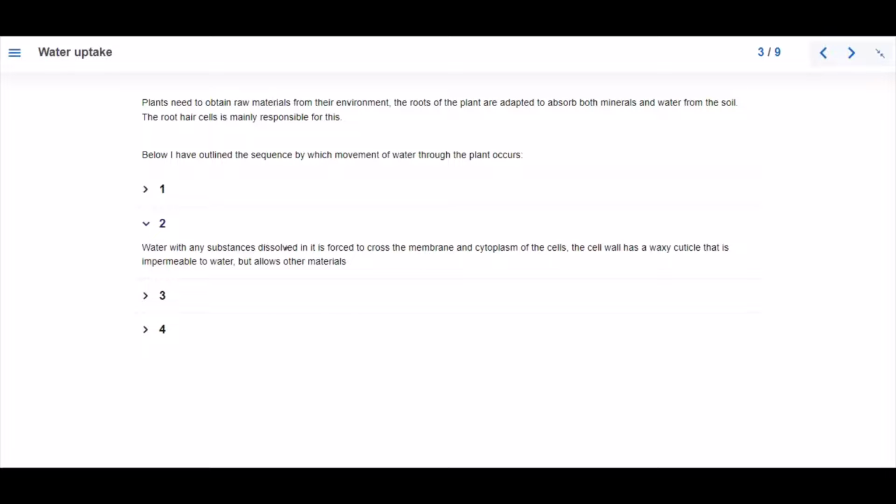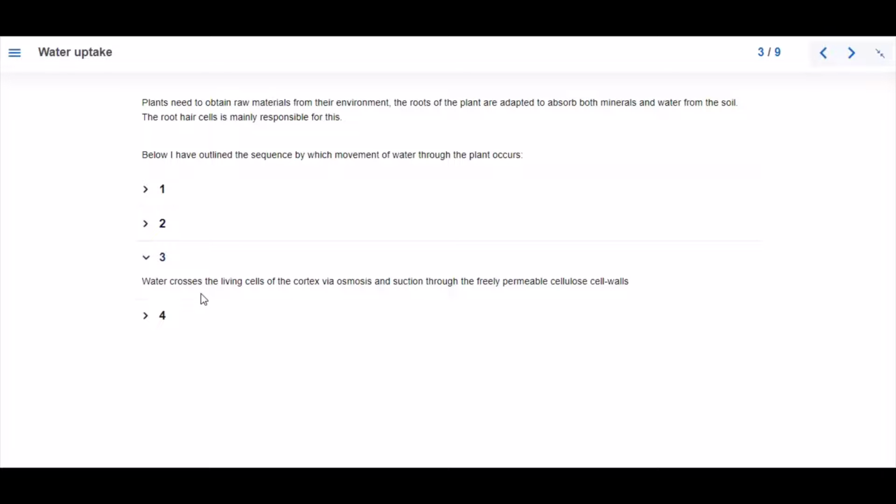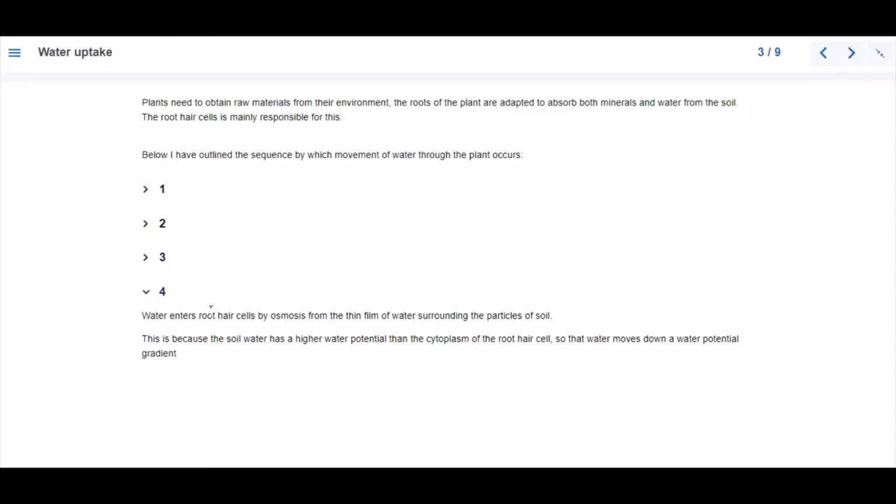Water with any substances dissolved in it is forced to cross the membrane and cytoplasm of the cells. The cell wall has a waxy cuticle that is impermeable to water but allows other materials. Water crosses the living cells of the cortex via osmosis and suction through the freely permeable cellulose cell walls. Water enters root hair cells by osmosis from the thin film of water surrounding the particles of soil. This is because the soil water has a higher water potential than the cytoplasm of the root hair cell. So that water moves down a potential gradient.